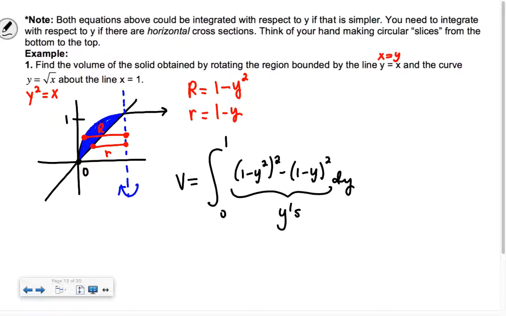I'm so confused on where you got the big R and the little r. So you always just go from your axis of rotation, and the big R is going to be to the outside of the shaded region. And then the little r is going to be from the axis of rotation to the inside of the shaded region. Where do you determine where that is on the curve, like how high or low you're located? It doesn't matter.